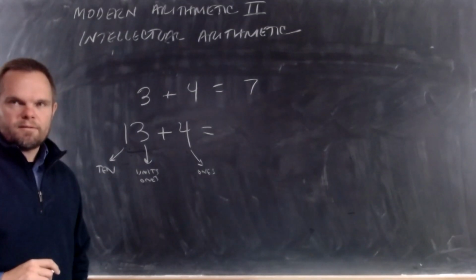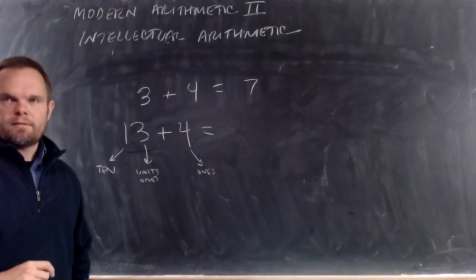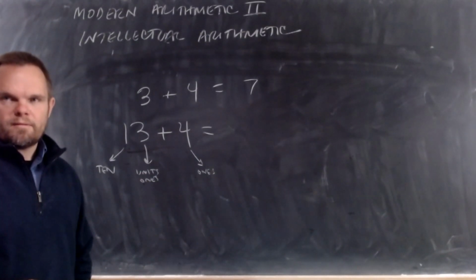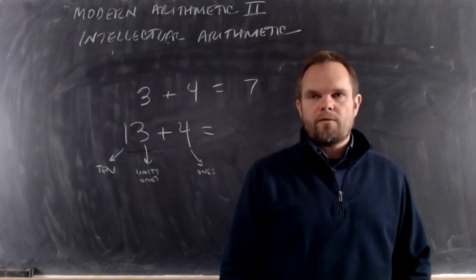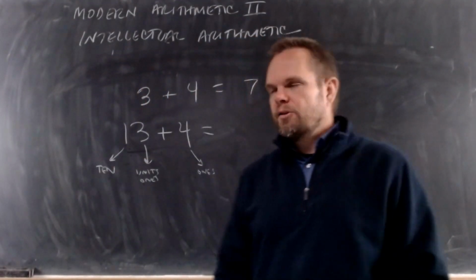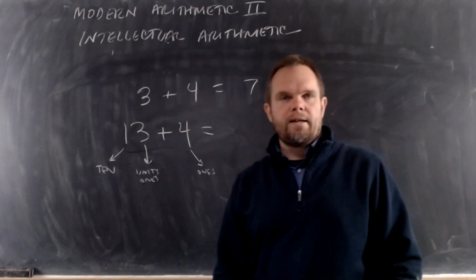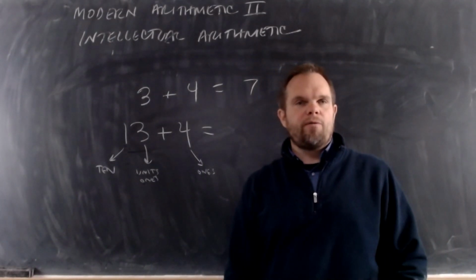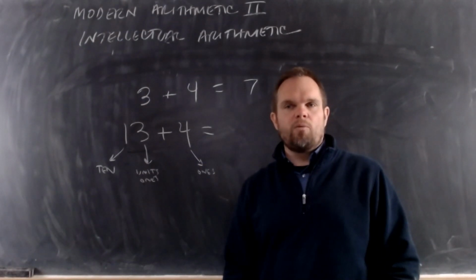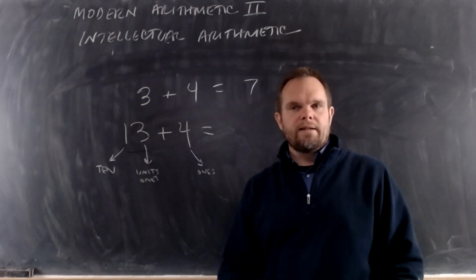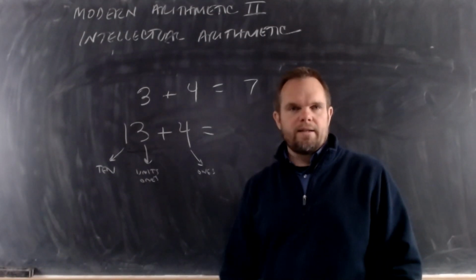You see? I have 10 and 7 ones. Right? You see that? Daniel, you see that? I don't have to add 13 ones and 4 ones. I can just think I'm adding 10 and 3 ones and 4 ones. 10 and 3 ones and 4 ones are 10 and 7 ones. And that's 17.